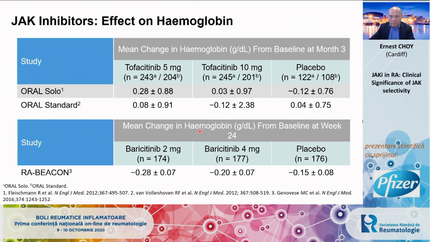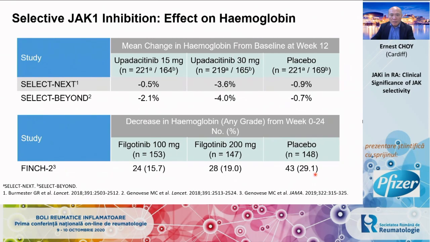and that reflects the fact that when you switch from 5 milligrams to 10 milligrams, Tofacitinib has switched from a relatively JAK1/3 selective inhibitor to a JAK1/2/3 inhibitor. Now you can see for Baricitinib the effect of JAK2 inhibition. For Baricitinib treatment, be it 2 or 4 milligrams, you get a reduction in mean hemoglobin. And in fact, this reduction was, if anything, higher than in the placebo-treated patients. Next slide.